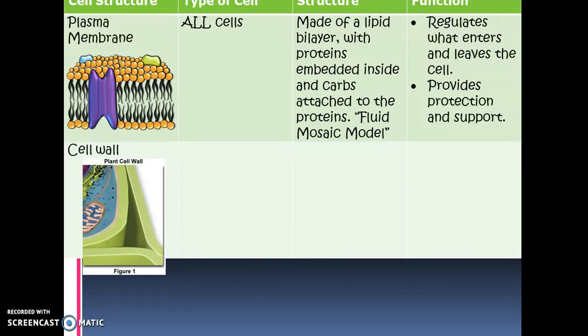All cells have a plasma membrane. They are made up of a phospholipid bilayer with proteins embedded inside, and carbohydrates can be attached to the proteins. The plasma membrane or the cell membrane is called a fluid mosaic model. Fluid because it's not rigid, things move in and out of it, and mosaic because there are proteins associated with the phospholipid bilayer. This right here is the bilayer of phospholipids, two layers.